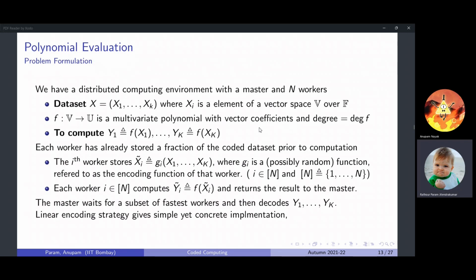Each worker will then compute y tilde i, which is the function f applied to x tilde i, and return the result to the master. Then the master will wait for some of the fastest workers; how many workers it has to wait for depends on the algorithm. Then the master can decode and get the output. We will consider a linear encoding strategy, where the g_i are linear combinations, so there is not much calculation to be done at each worker.